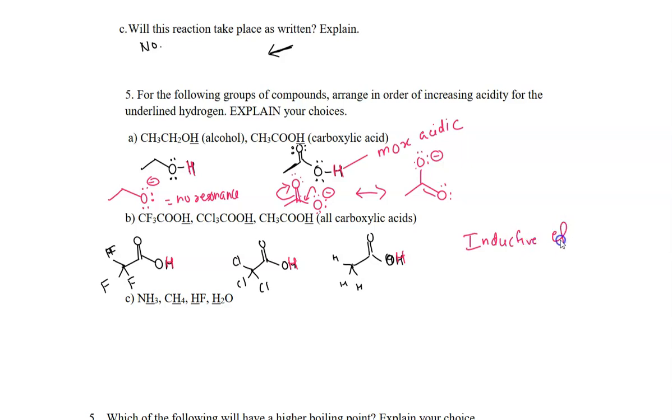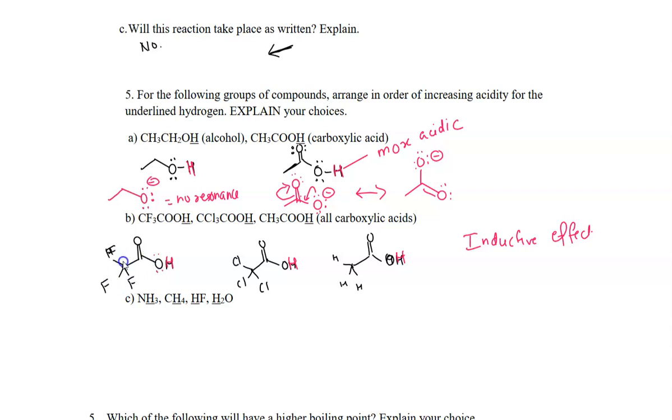Which means that if you have more electronegative elements present in the molecule, they tend to pull the electron density more towards themselves, as a result of which the proton can be easily donated or given off. So that will make it more acidic. So the more electronegative elements that are present, the more acidic the molecule will be.